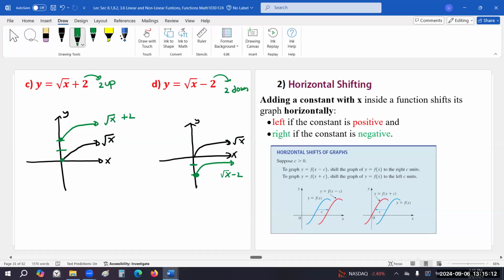Any question about up down shifting? Okay. So that's why I kept telling you up down shifting is when you see the original function and then a number extra. Because our next shifting is horizontal shifting. It means you are moving to the left or the right. And that time the number you see will be inside the function.